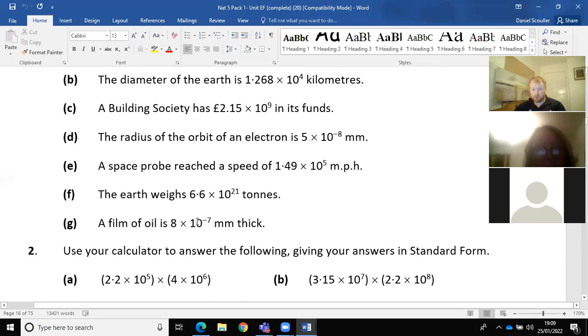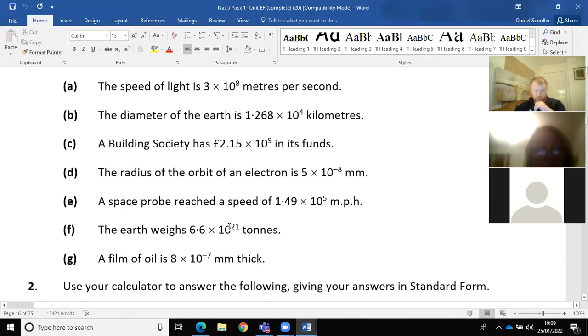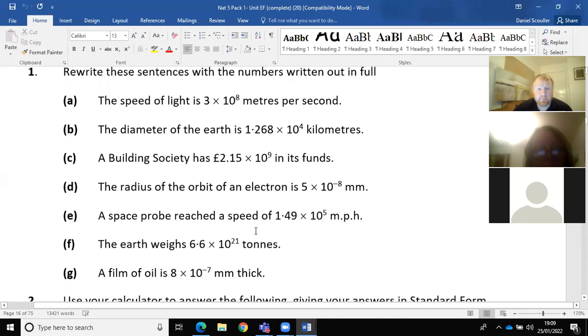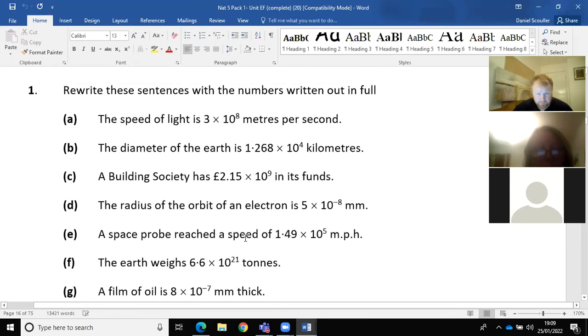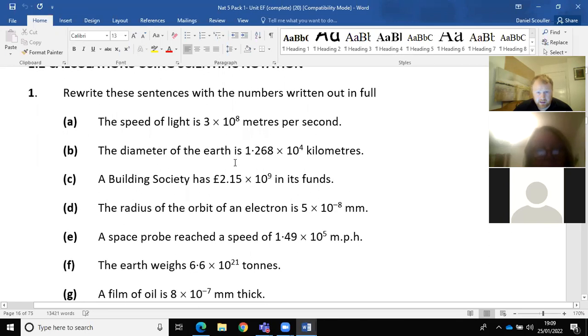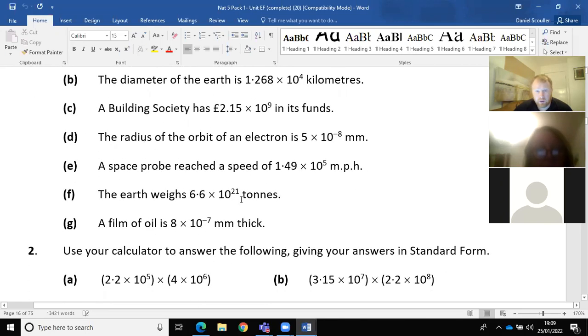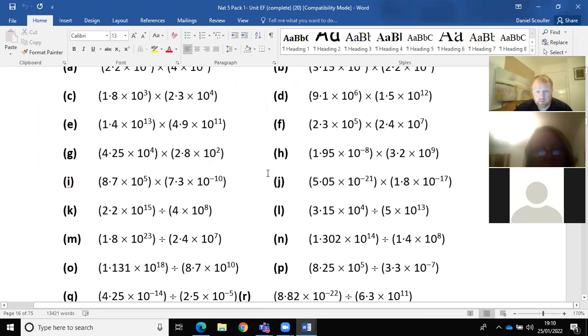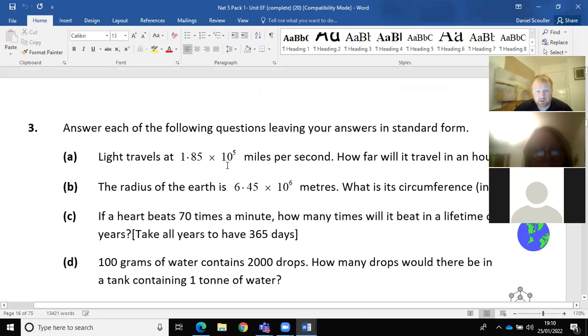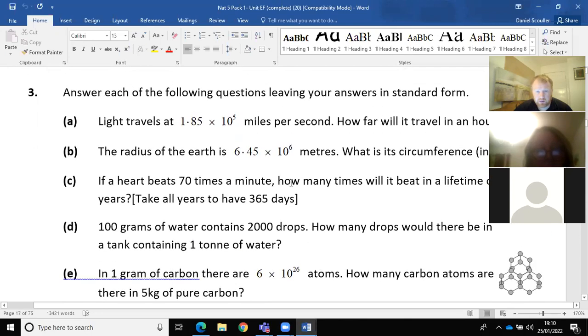So like number 7. I wouldn't write that number out, my word. 6.6 times 10 to 21. Mamma mia. So try and rewrite those numbers with the full number. Don't do F, that's just ridiculous. Couple of things to practice in the calculator. That's starting to put them into questions.